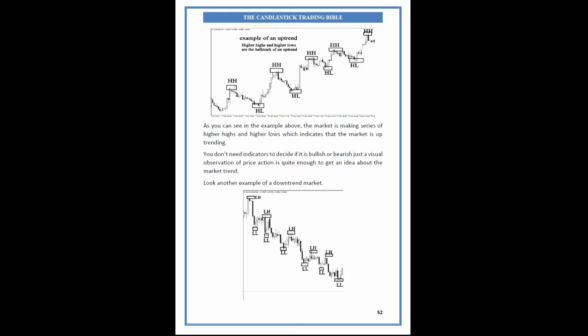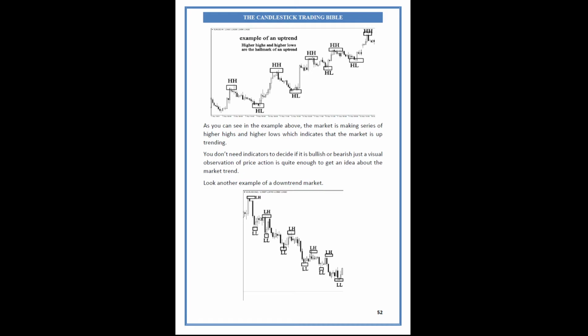You don't need indicators to decide if it's bullish or bearish. Just a visual observation of price action is quite enough to get an idea about the market trend. Look at another example of a downtrend. And another hack that you could use to identify the trend is to just turn your candlesticks into a line graph, then get a clear direction, then go back to your candlesticks, because the line is just gonna be more clear. It's just gonna go one way. It's not gonna really divert and confuse us.